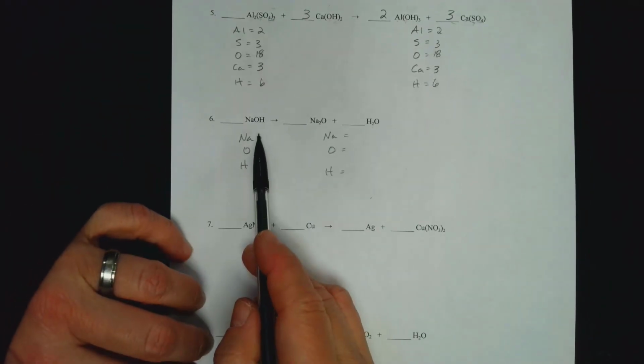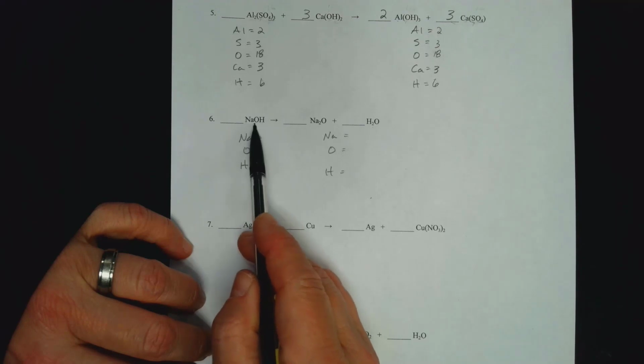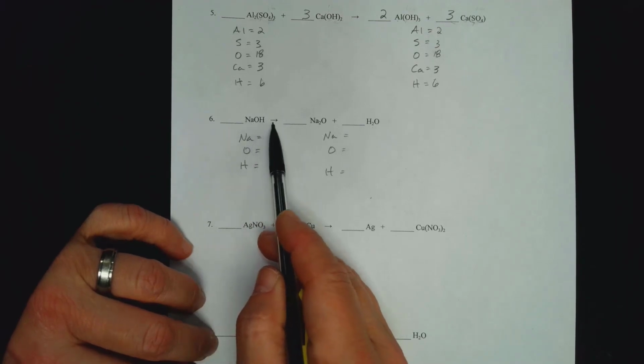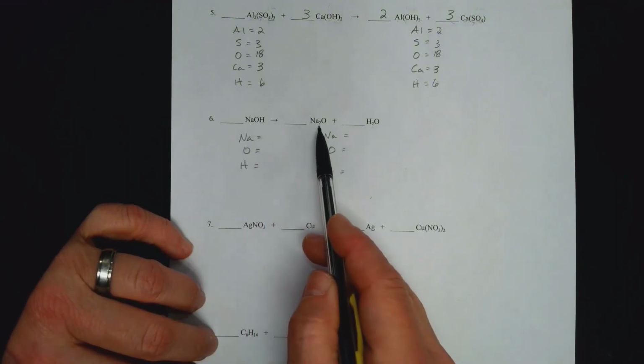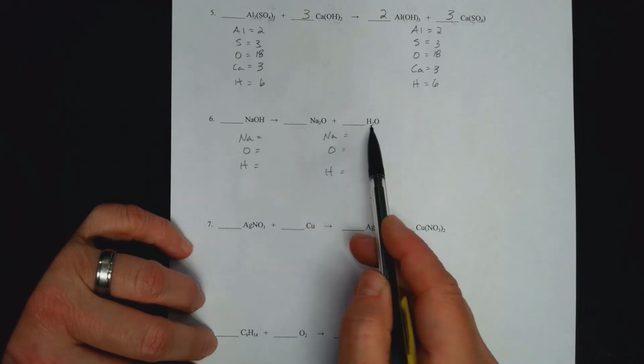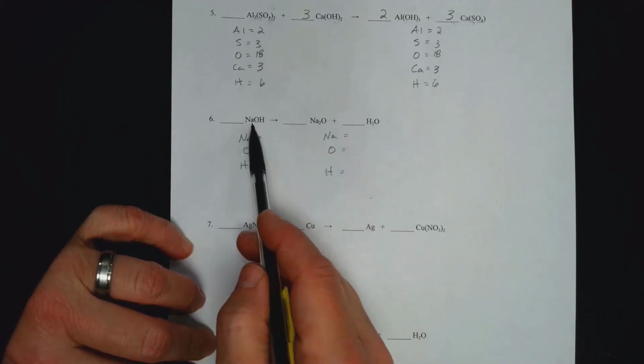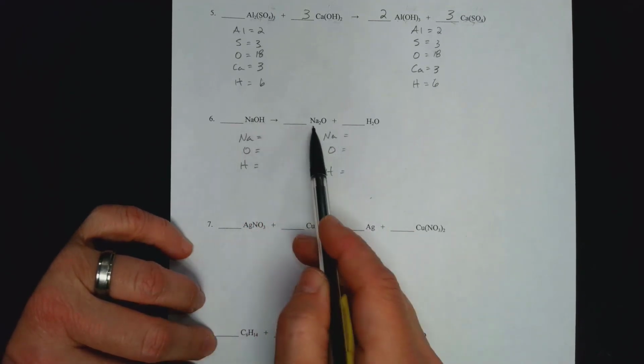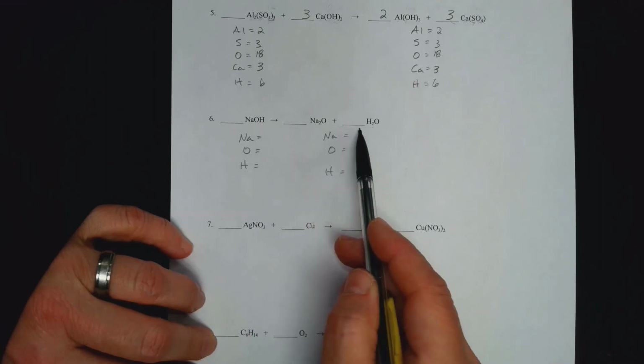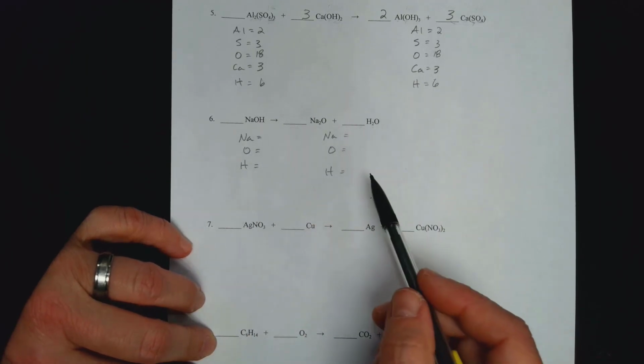So this type of reaction, you guys, just a quick reminder, this is a decomposition reaction. As far as the types of reactions that you have, this is decomposition because I have a single substance, sodium hydroxide, that is breaking down or decomposing to form sodium oxide and water. So when you have one substance that breaks down to form two or more substances, that's a decomposition reaction.